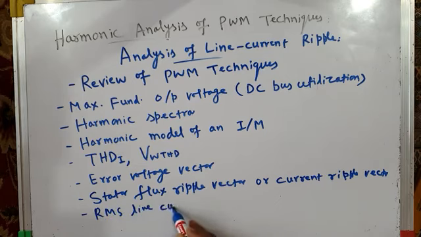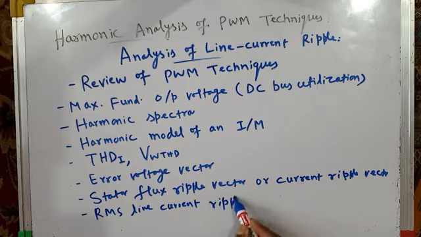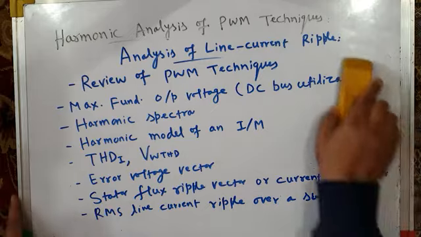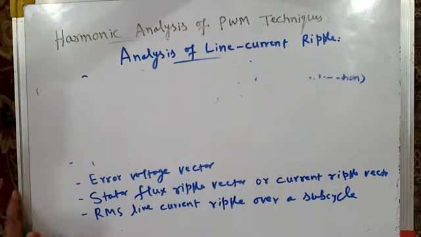Then we will try to find out the RMS line current ripple over a subcycle. Okay, we will take a particular PWM technique and we will find the current ripple vector or stator flux ripple vector, and then we will find the RMS value of line current ripple over a subcycle in a PWM technique.